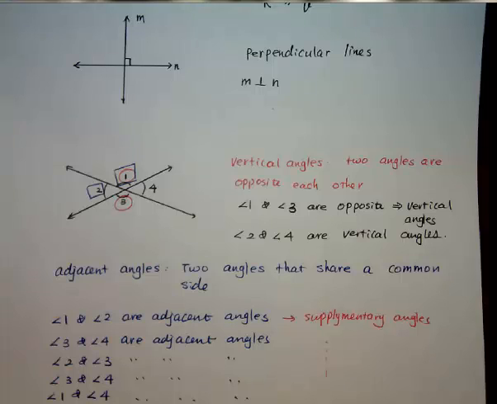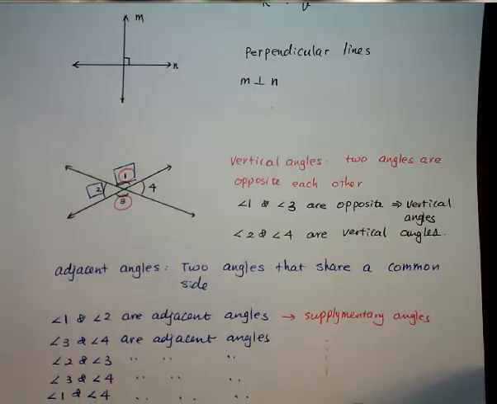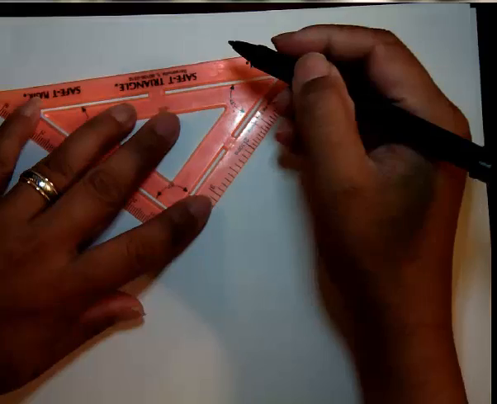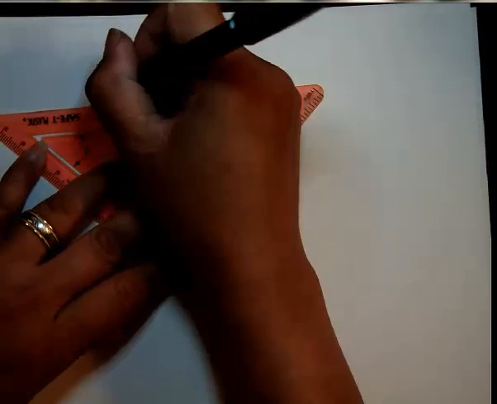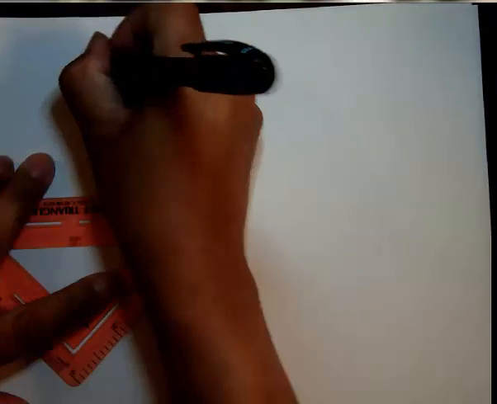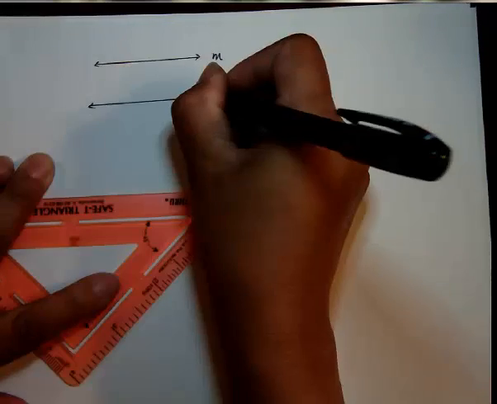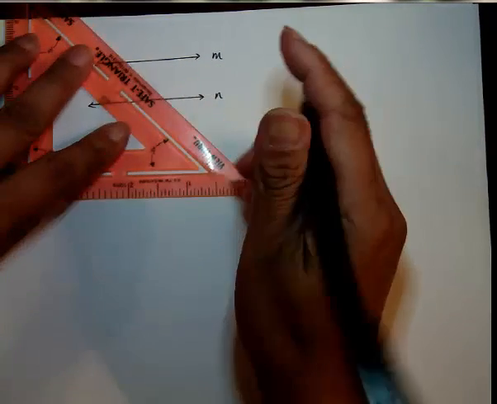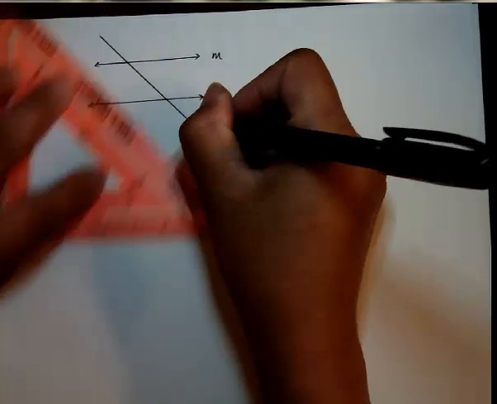So those are for the intersecting lines. For parallel lines, we have some special angles as well. I know for this section we do have a lot of terminology. We need to memorize them. If I have two lines, let me call them line M and N, and then you have a line L intersecting these two lines.